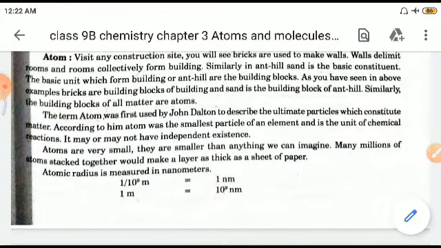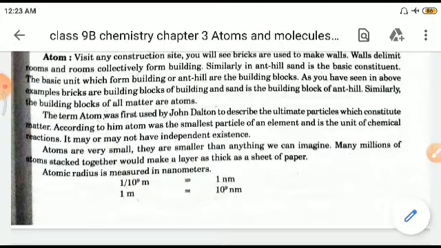We are on to chemistry, and the chapter is atoms and molecules. And we have seen about the various laws of chemical combination and the Dalton atomic theory and the modern atomic theory. And now we will be studying about atom, right?